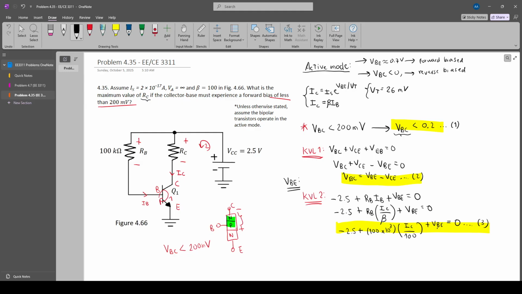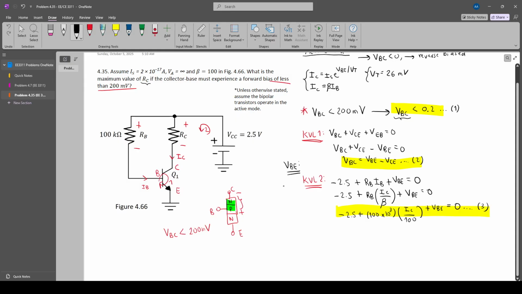So let's keep working with this. We have already found VBE, but it is not in terms of RC as we wanted before. It is in terms of IC. So we need to find IC in terms of RC, or we just need to find the value of IC and express this voltage in a constant value, and that will also work, right? And to do that, we can actually just use this other equation for the collector current by doing another KVL. No, sorry, not KVL, just using this equation, right? So let's do that. This is point 1. Let's work on point 2.